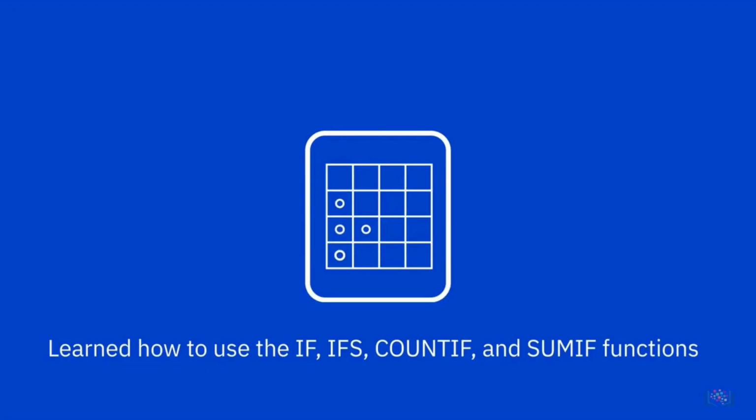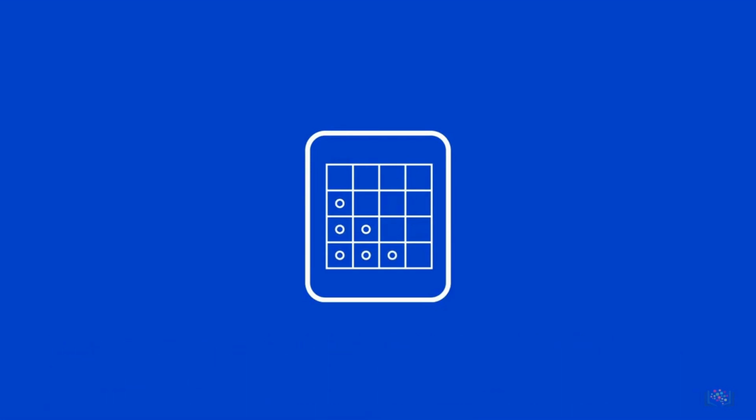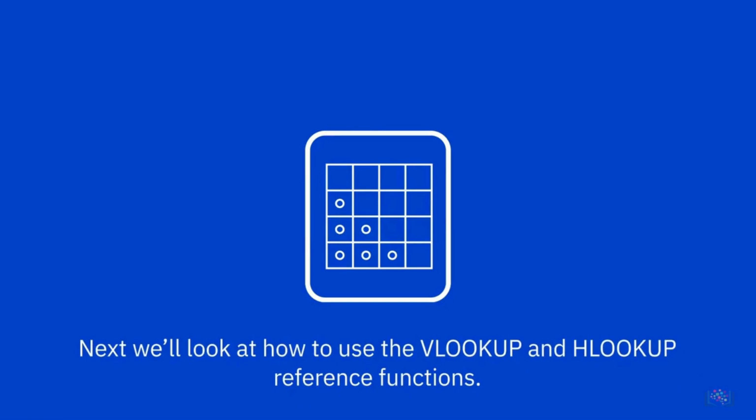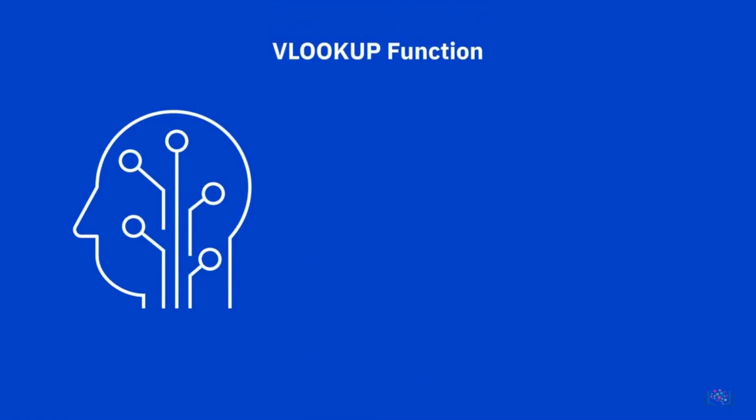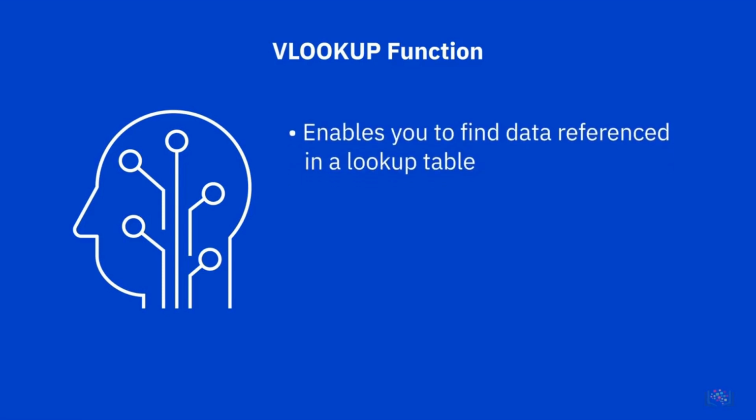Now that we've learned how to use the IF, IFS, COUNTIF, and SUMIF functions, in this video we'll look at how to use the VLOOKUP and HLOOKUP reference functions. VLOOKUP is one of the most commonly used reference type functions in Excel, and it enables you to find data referenced in a lookup table.